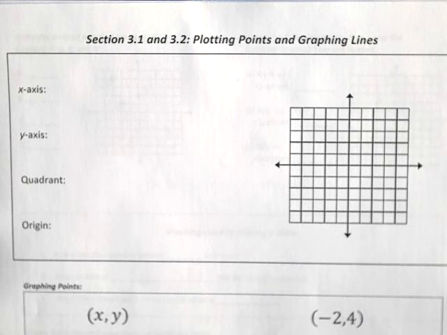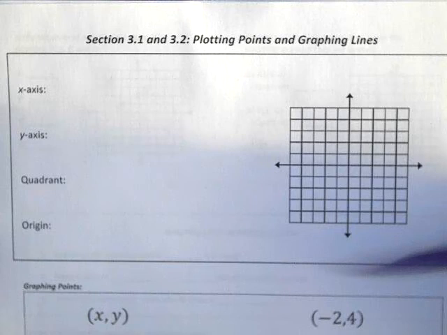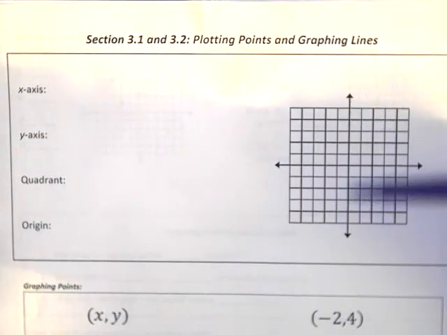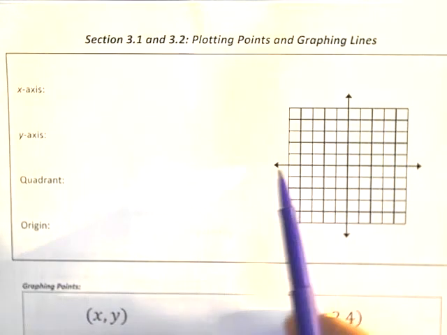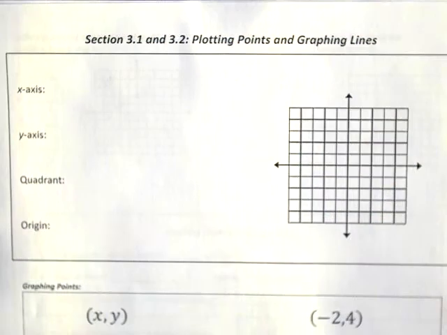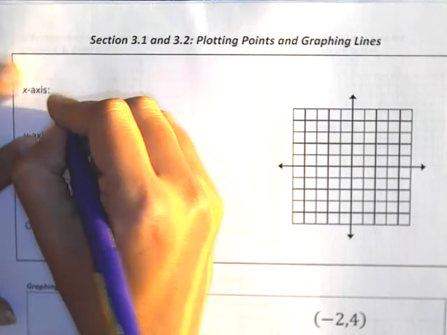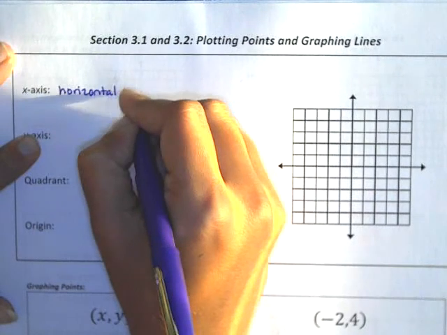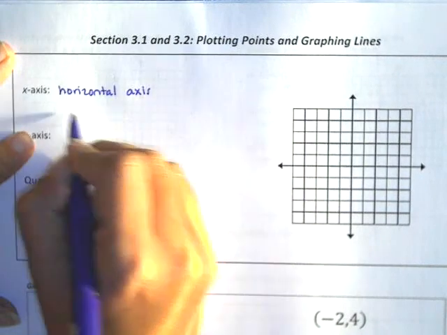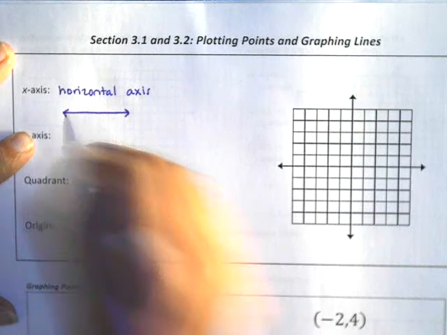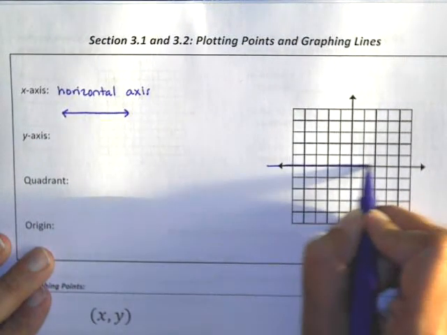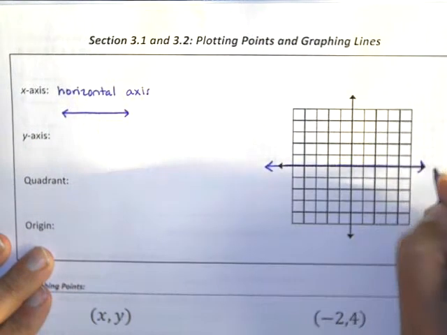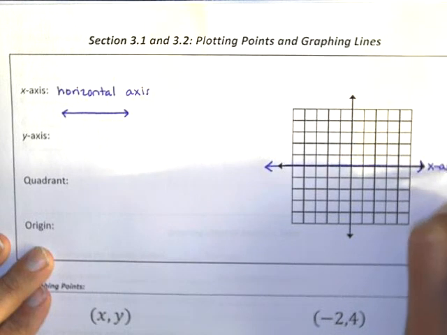So here we go. The first vocabulary word is x-axis. So when you look at a graph, it's going to look like this. There's going to be this dark vertical line with arrows on it and this darker horizontal line with arrows on it, and those are both called axes. The x-axis is the horizontal axis on the graph. It goes this way. So this right here would be the x-axis.